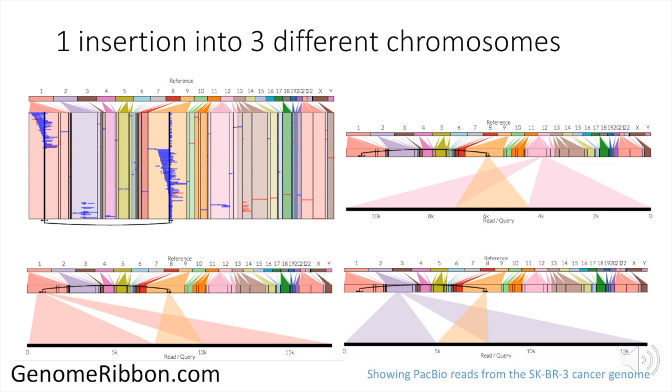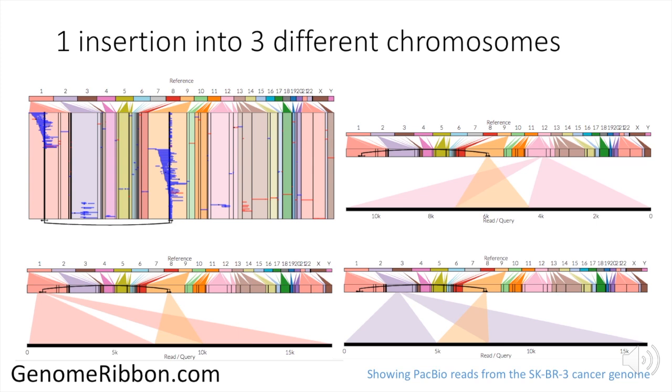This one is kind of interesting. It shows a region where there's one particular sequence in that orange chromosome 9 that is inserted into three different places in the genome. One into chromosome 1 on the bottom left, into chromosome 2 on the bottom right, and then into chromosome 12 on the top right. And then on the top left, you see the multi-read view where you can see little traces of these in all those different locations.